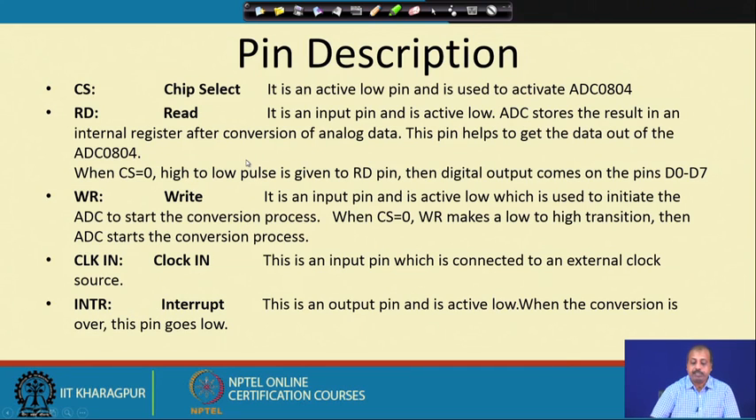The important pins that we have in this case, first one is the CS, which is the chip select. Chip select is an active low pin and is used to activate the ADC. Just like any other device that we connect with a microcontroller, there has to be a chip select line, because the data bus line from the ADC will also be driving the data bus of this microcontroller, to which other devices are also connected. So, this chip select line should be low for the ADC to get selected.